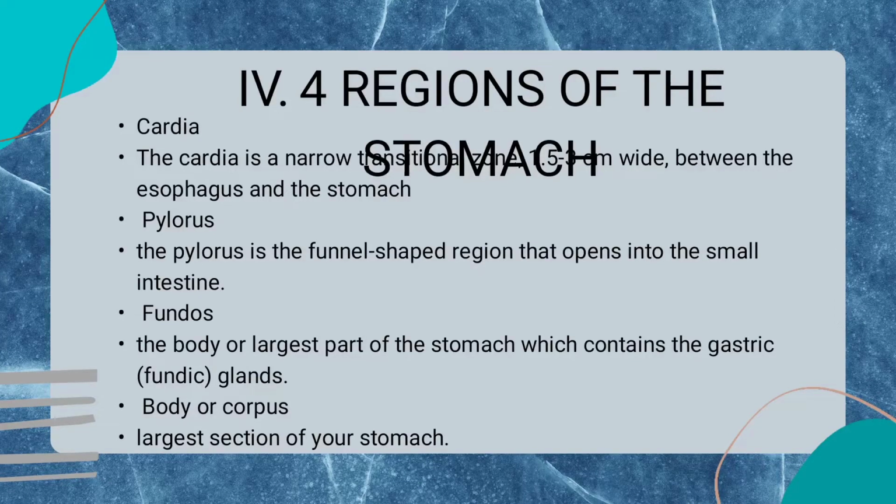Take note that these two regions, cardia and pylorus, are primarily involved with mucus production and are histologically similar. Next, the fundus. It is the body or largest part of the stomach which contains the gastric or what we call fundic glands, and the body or corpus which is the largest section of your stomach. Note that the fundus and body regions are the site of gastric glands releasing acidic gastric juice. So, i-remember nyo lang pag sinabi natin gastric glands, nagre-release siya ng acidic gastric juice.